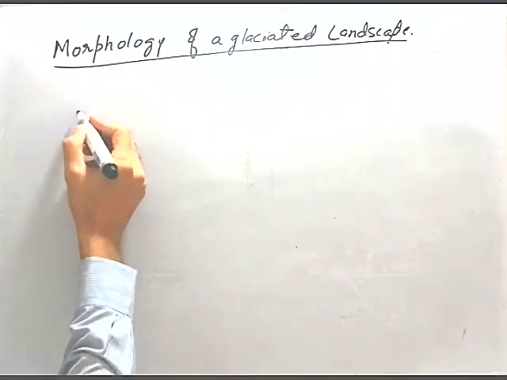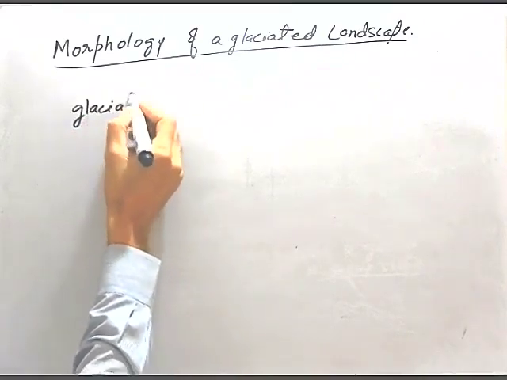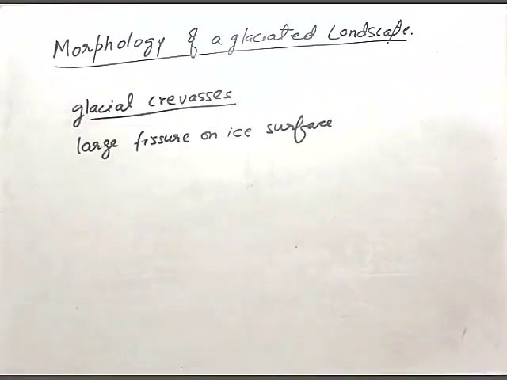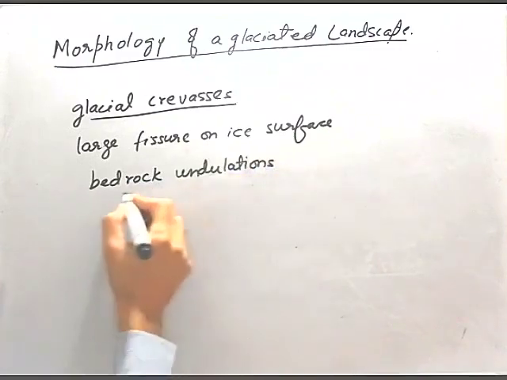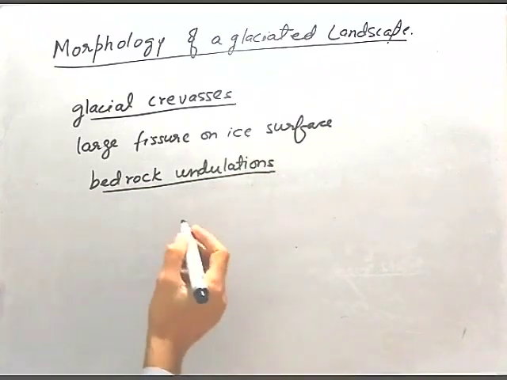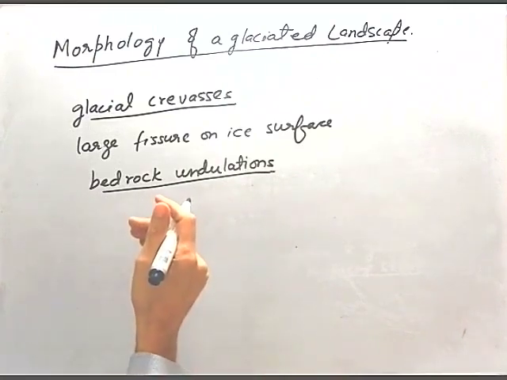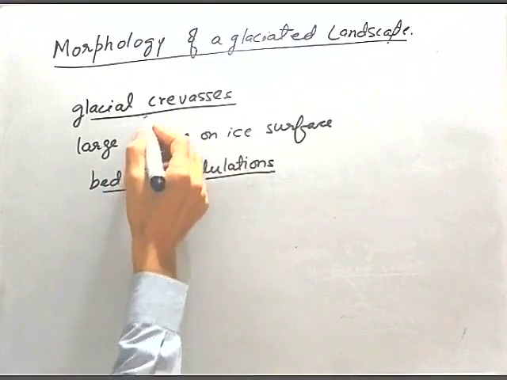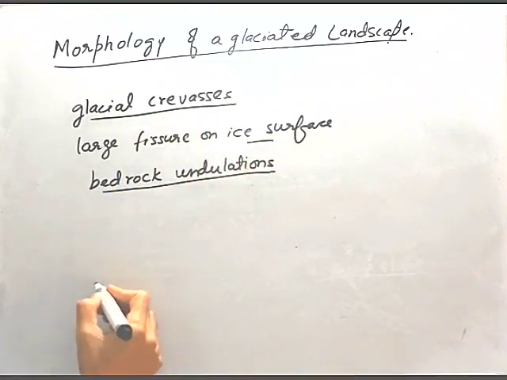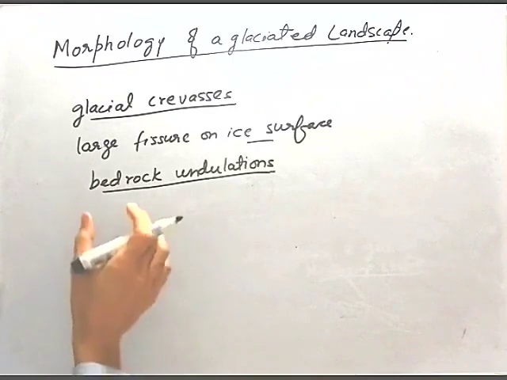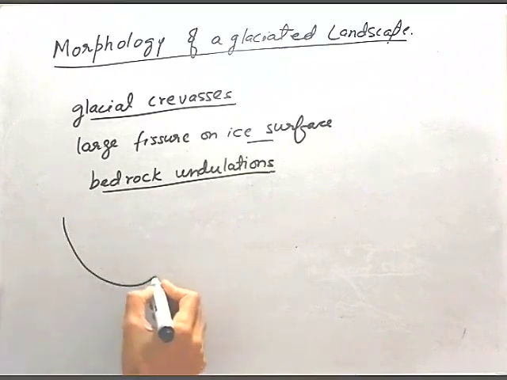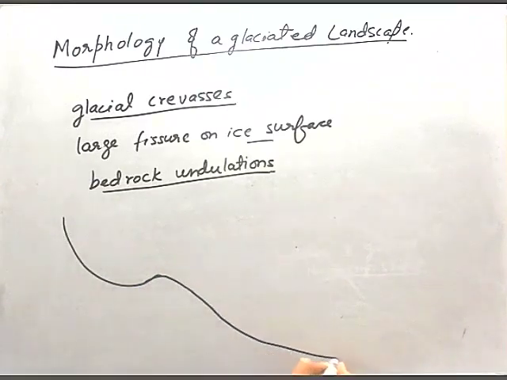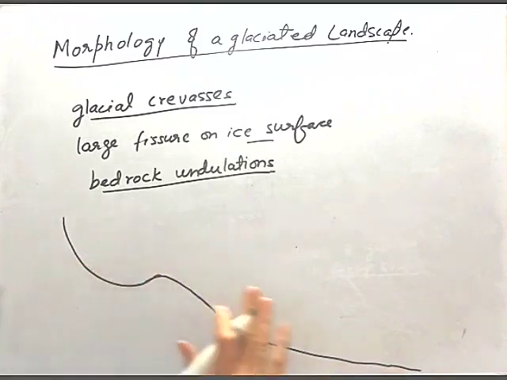Now let us have a look at glacial crevasses. These are large fissures on the ice surface, and they represent bedrock undulations. Wherever the bedrock is undulating, these undulations will be reflected in the form of glacial crevasses on the ice surface. Especially when this is a cirque and this is a glacial valley, this is a longitudinal profile.